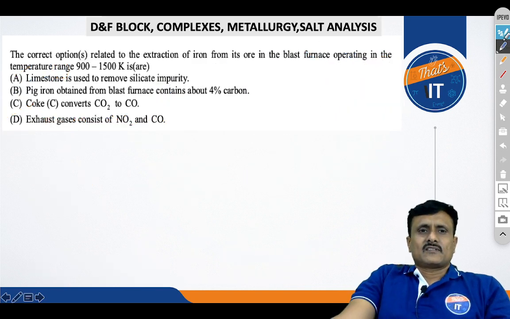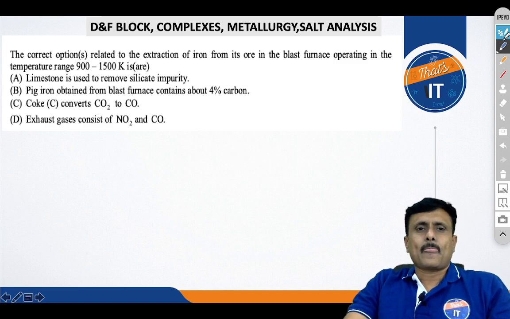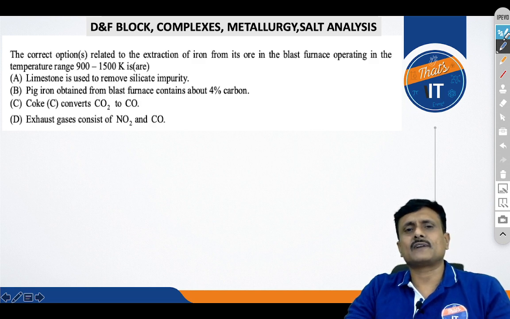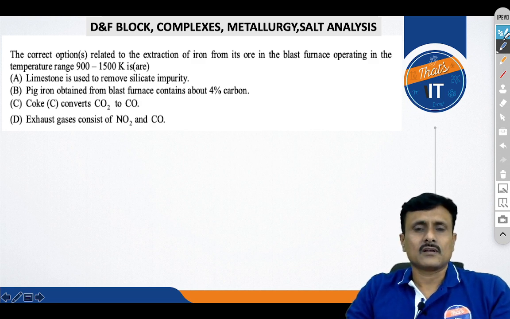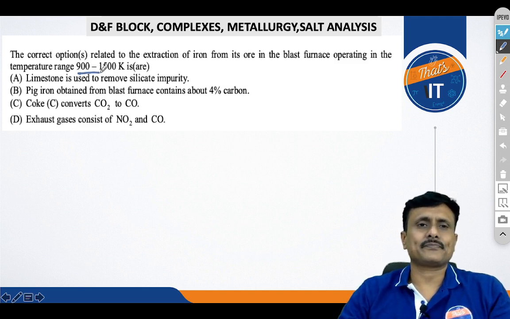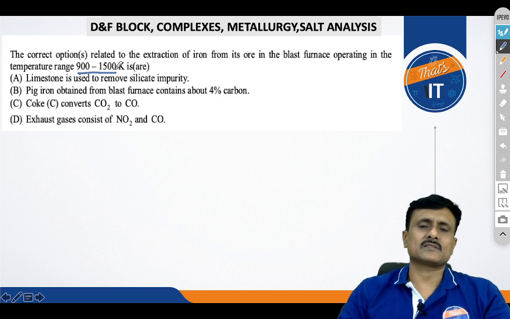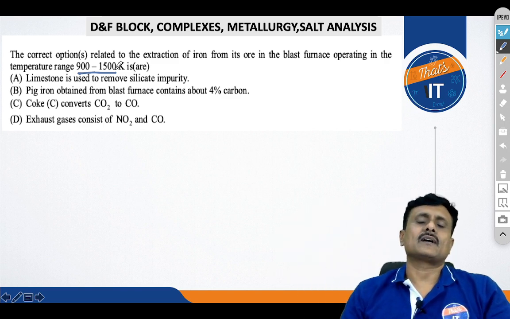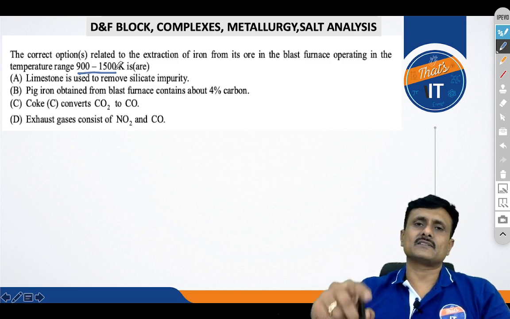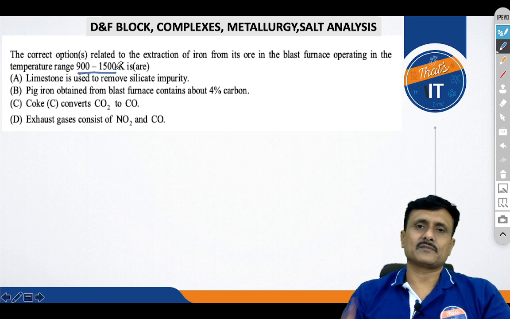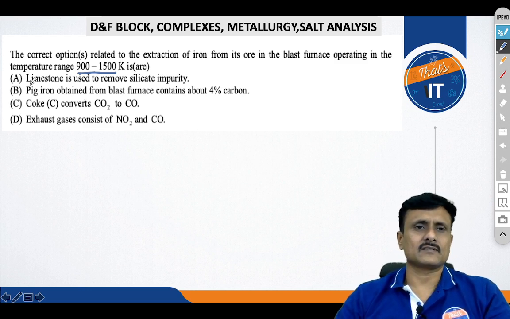Now let's move on to the questions related to metallurgy, right? Interesting. Now you see the correct option related to the extraction of iron from its ore in the blast furnace operating in the temperature range. Upper temperature range and lower temperature range are very important, right? In upper temperature range, carbon monoxide is used as the reducing agent. In the lower temperature range, coke is used as a reducing agent. Very frequently asked question. However, this is different.